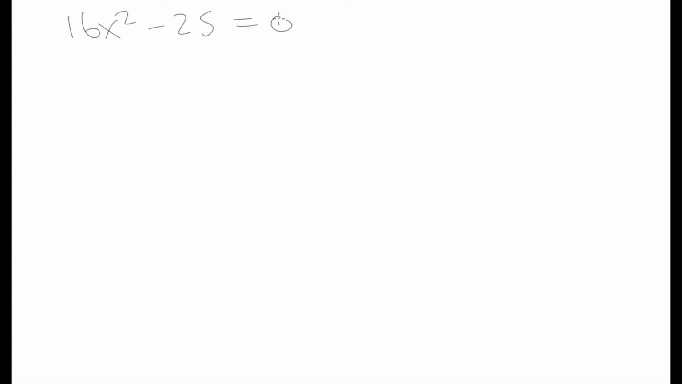Let's say we had 16x squared minus 25 is equal to 0, and what should immediately come to mind is that we have a difference of two squares here. The square root of 16x squared is equal to 4x, and the square root of 25 is equal to 5. So we have a difference of two perfect squares here.